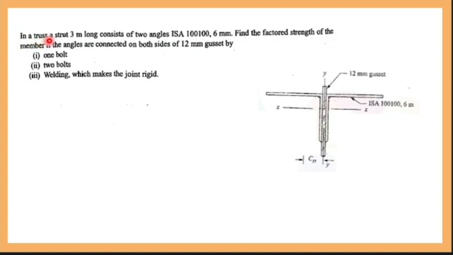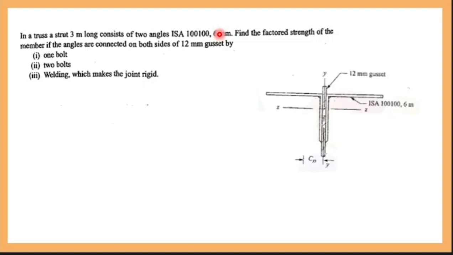In a truss, a strut of 3 meter long. So the length of the member is 3 meter, and it consists of two angles. The angle section is Indian standard angles. A stands for angles. What is the section? 100 mm, 100 mm, 6.